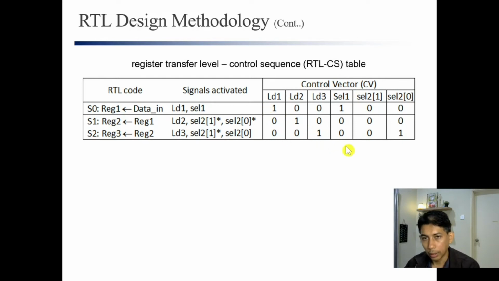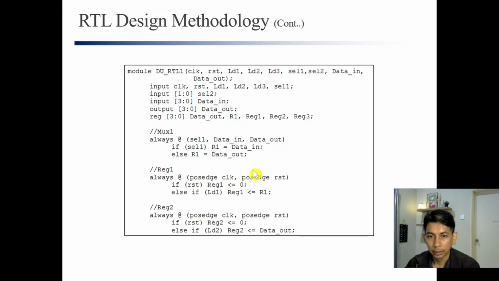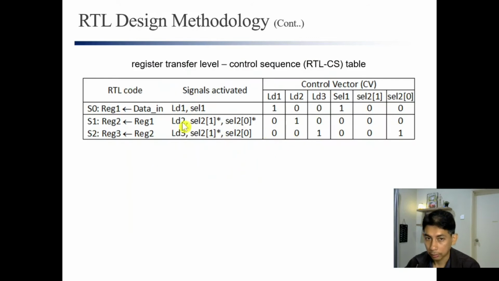So we have learned how to create something like this using the finite state machine, right? So we can actually write the Verilog code to describe or implement this sequence.